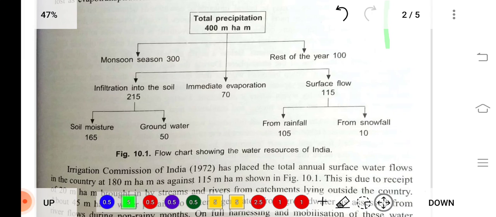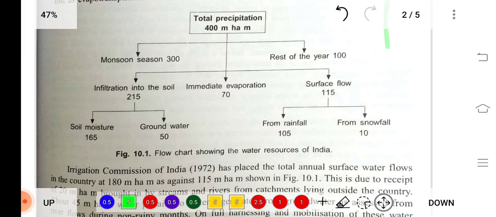So among this 400 million hectare meter of water, we can distribute what is its utilization, what is actually available for soil moisture and groundwater, and what is unusable water. Basically, first is the infiltration into soil. Second is the immediate evaporation, which is 70 million hectare meter. And surface flow is 115 million hectare meter. So this water also comes under the surface flow.